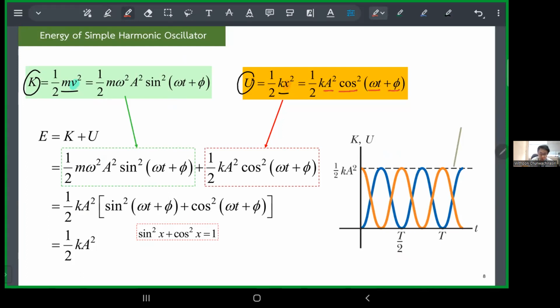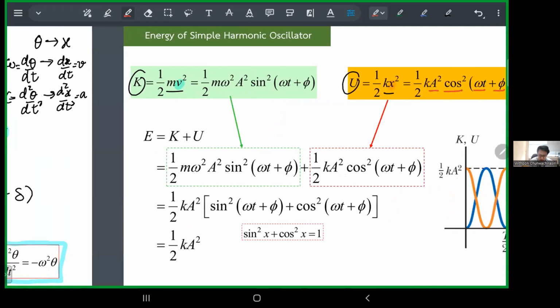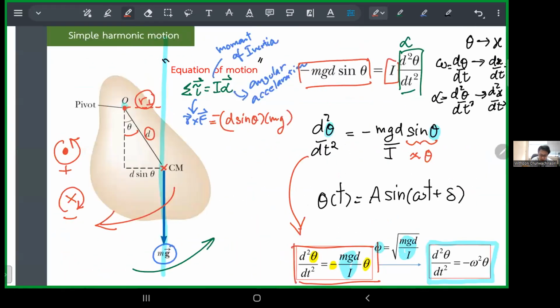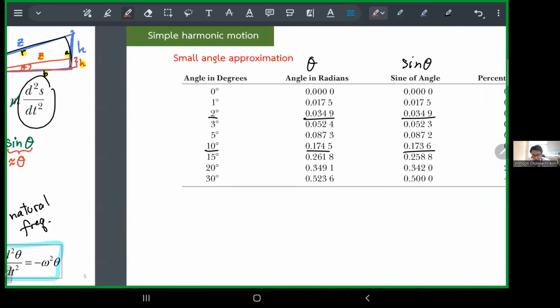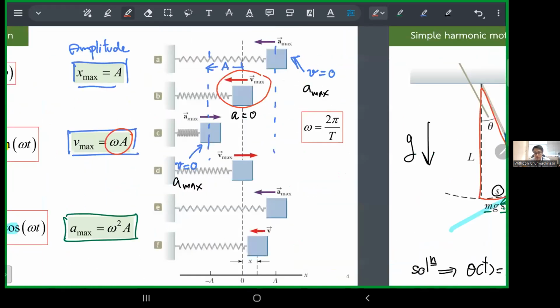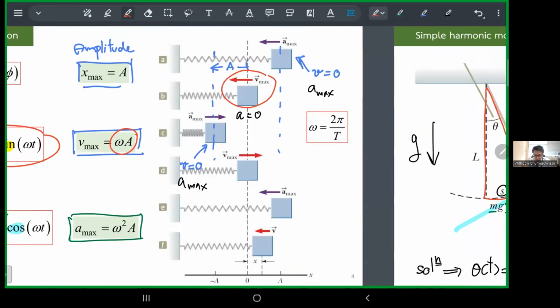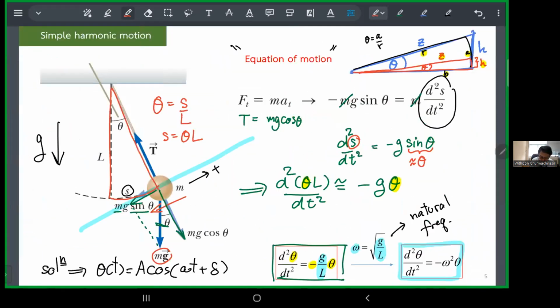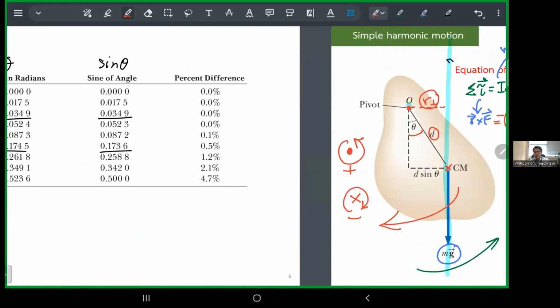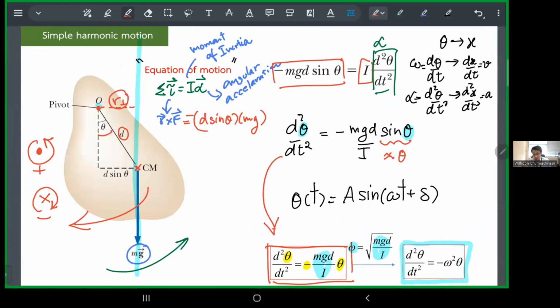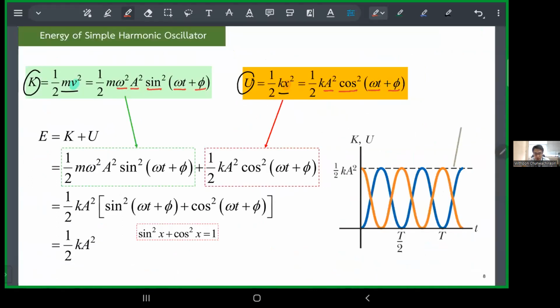Velocity, no problem. You can flash back if you want. The velocity is just negative A omega sine omega t. Or if you want to do it quickly, you can just differentiate it once. That is fine as well. So what you have is omega A sine omega t plus constant. The negative sign disappears because you square it.